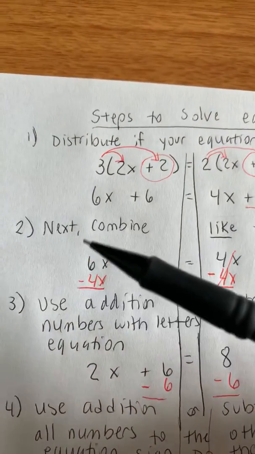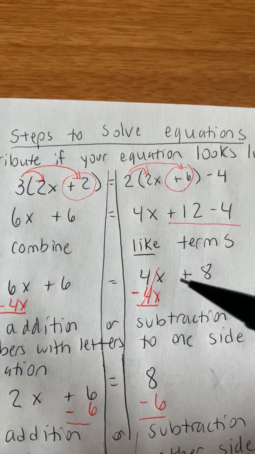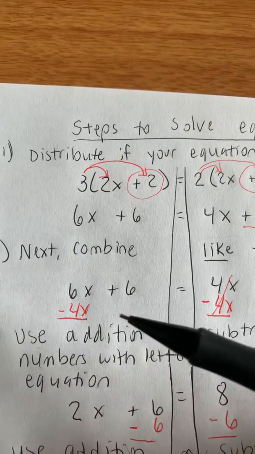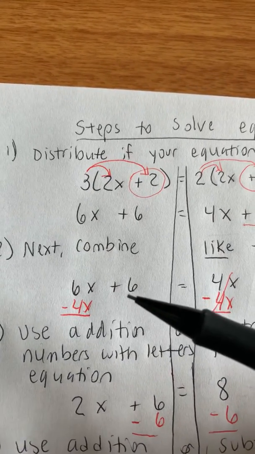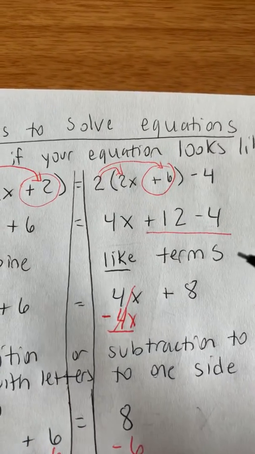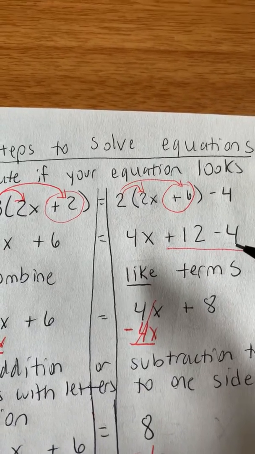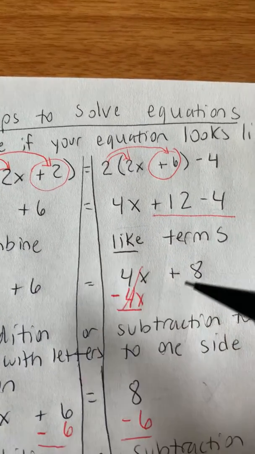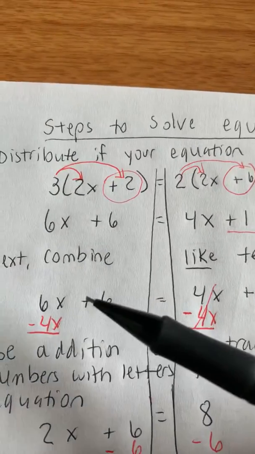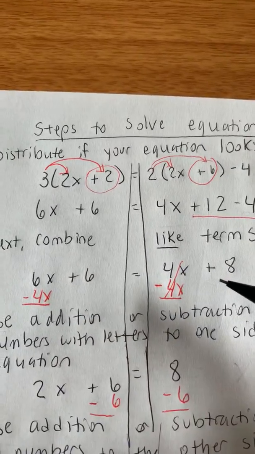Step number 2 then, next combine your like terms. Like terms are the same. So on the left side, we can't do anything. We just bring that 6x plus 6 straight down with our equal sign. On the right side, though, we have a positive 12 and a minus 4. I have to combine those. So my equation ends up being 4x plus 8, the right side of my equation. So the equation is then 6x plus 6 equals 4x plus 8.